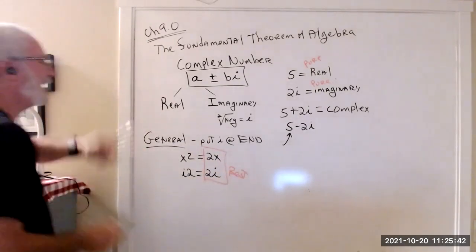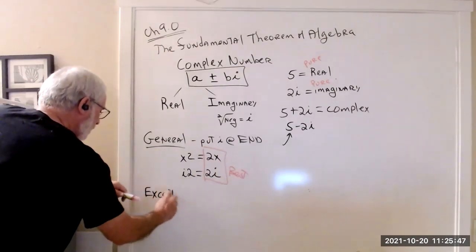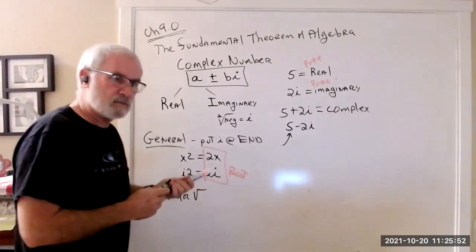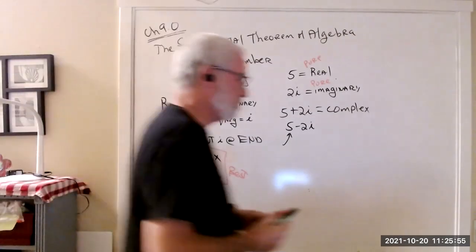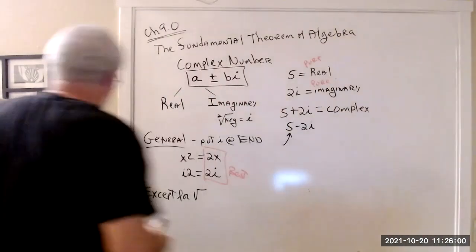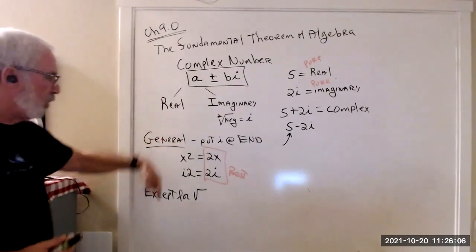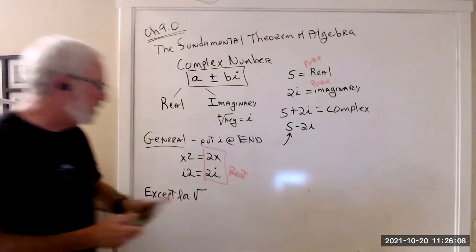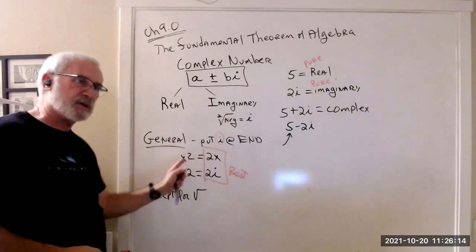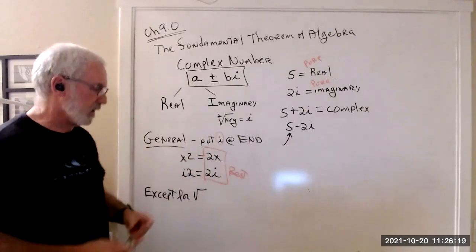Except, oh brother, except for radical numbers. I'm running out of room, let's see if I can squeeze it in. So this is our general rule: tradition says we always put the i at the end of the number, just like you put the x at the end of the number, unless you have a radical.